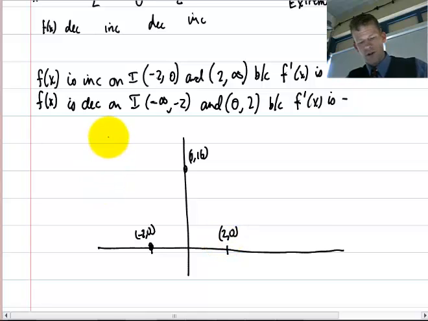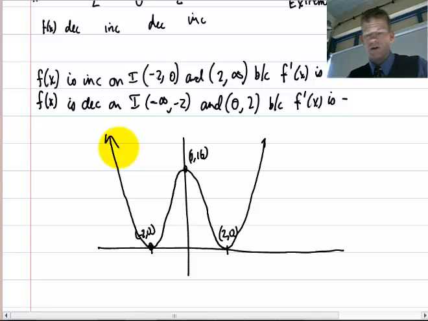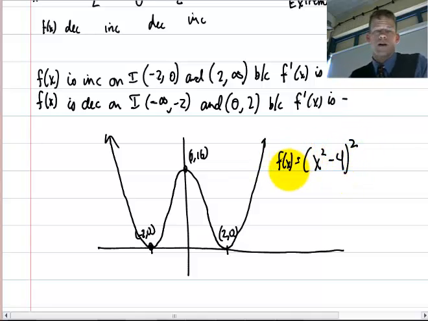And because the function said it was decreasing, had a derivative of 0, and then increased, the function does something like this. And if you plot that on Desmos, you will clearly see that the function x squared minus 4 squared looks something like this graph.